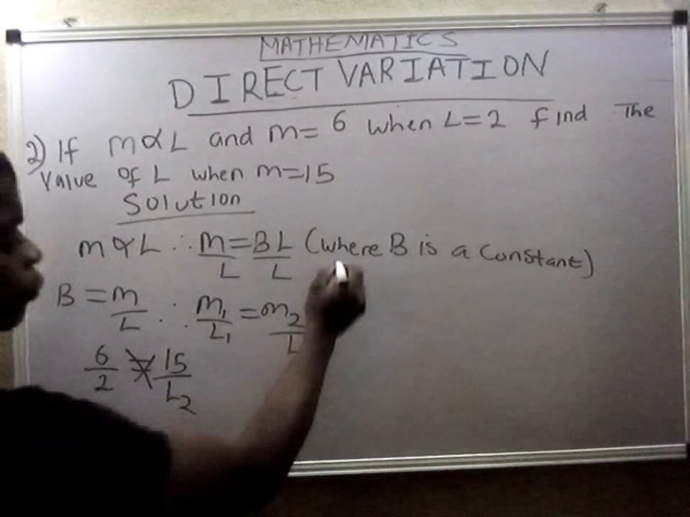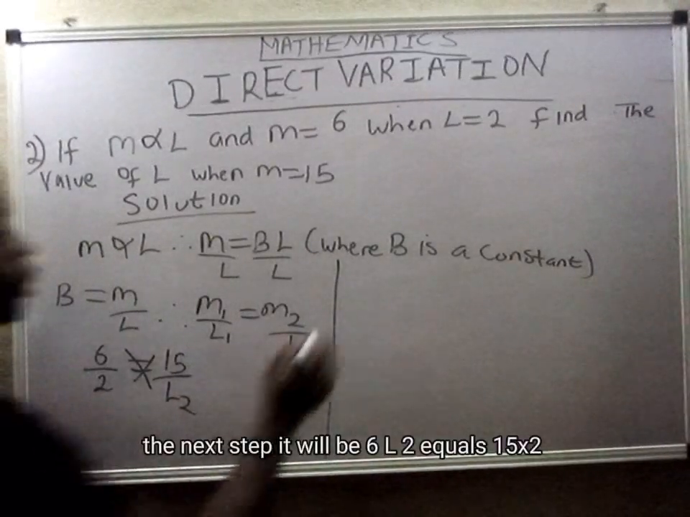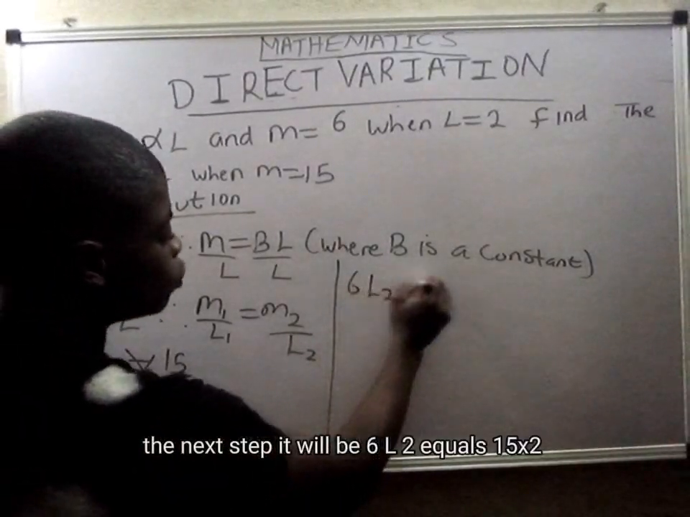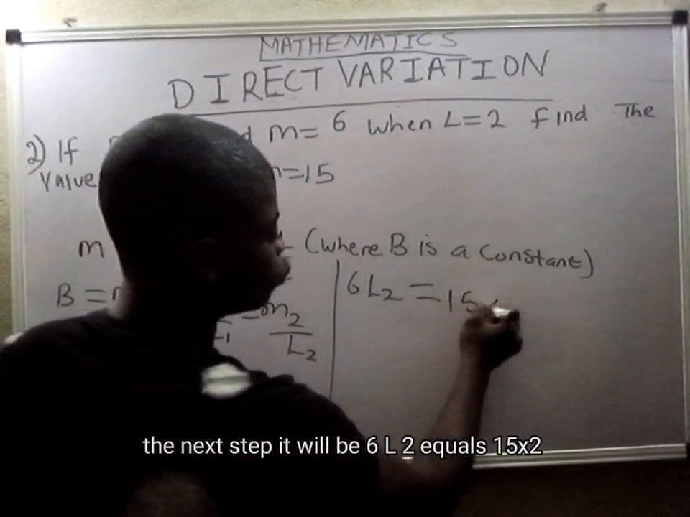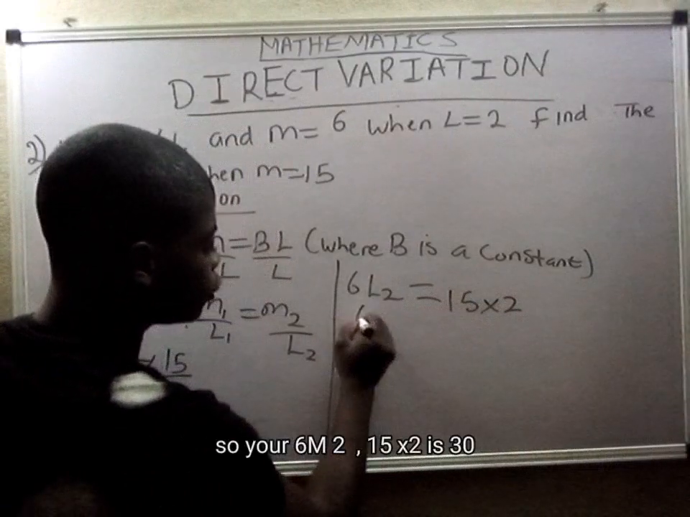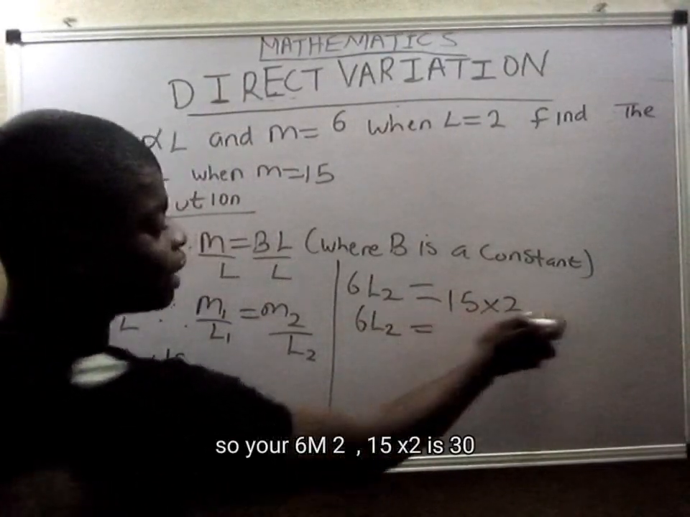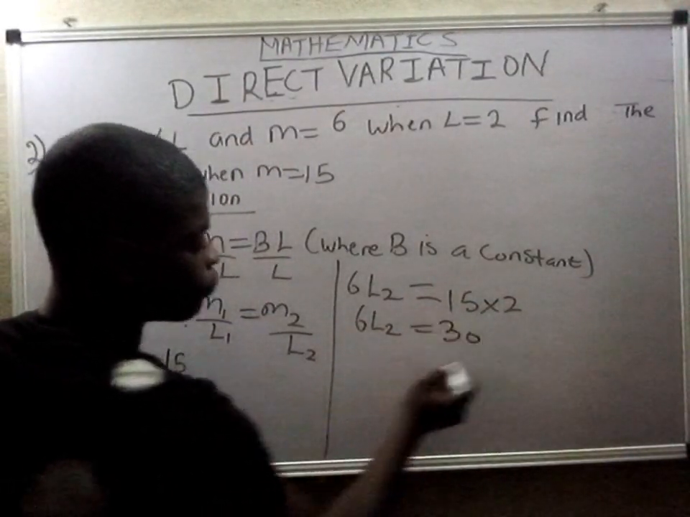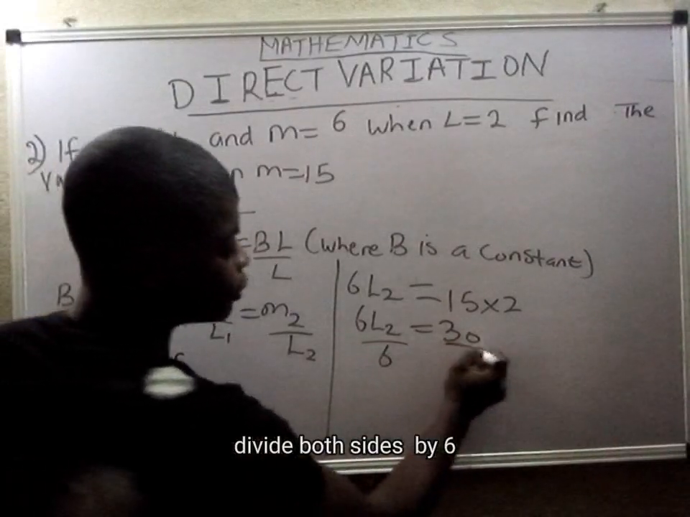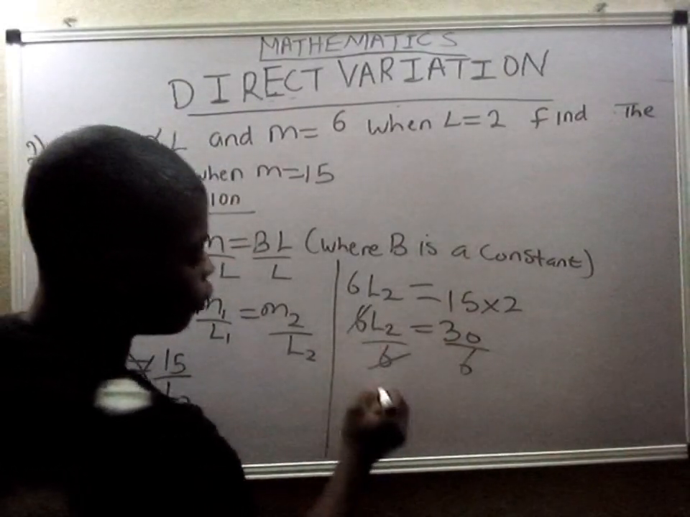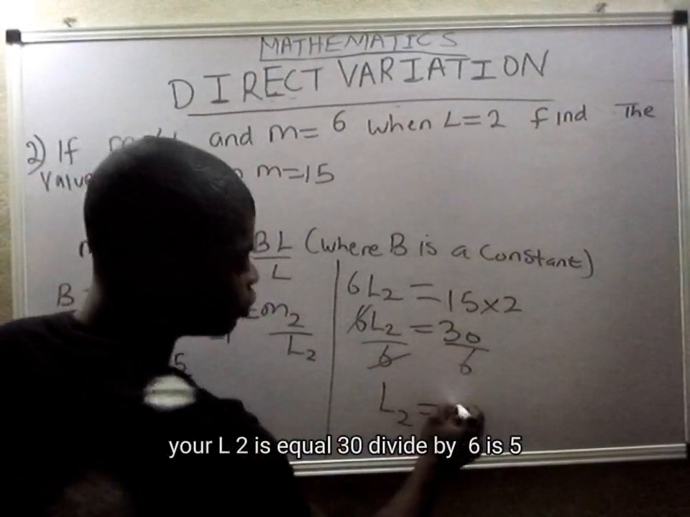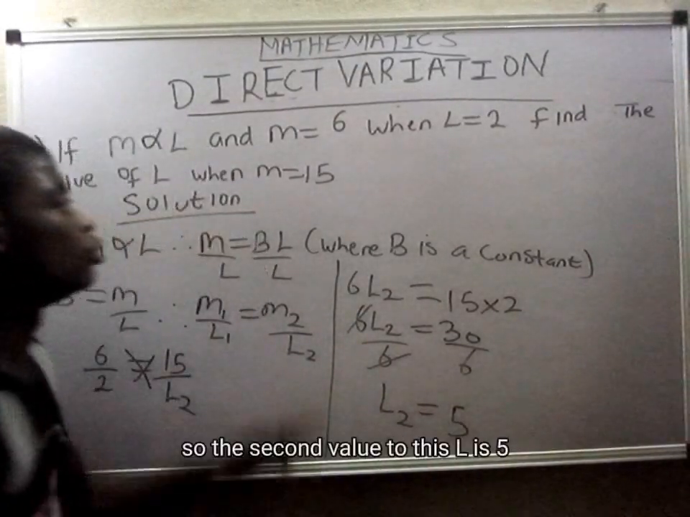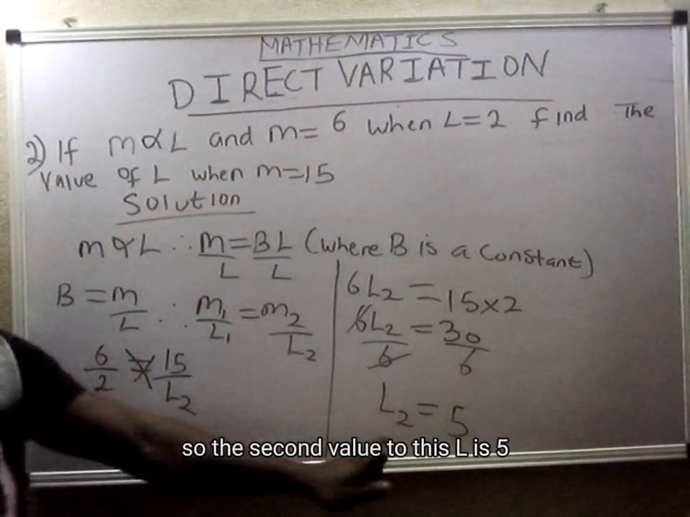So we cross multiply. The next step, it will be 6 L2 equals 15 times 2. So your 6 L2 equals 30, since 15 times 2 is 30. Divide both sides by 6. Your L2 is equal to 30 divided by 6, which is 5. So the second value for L is 5.